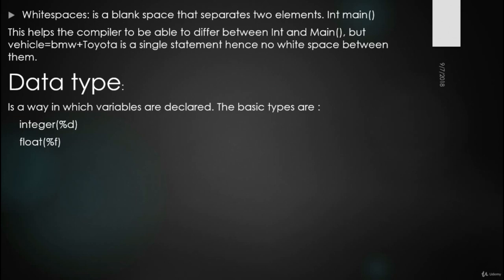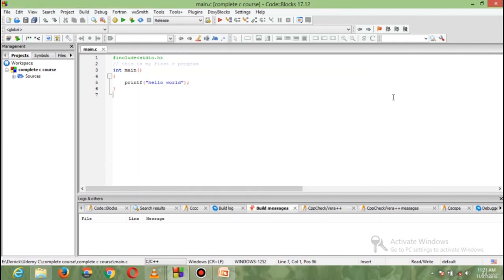Now, let's get back to our program that we built and see something. Hi, in our previous lesson, we learned about how to build our first C program, and we can see that our first C program was in the form of this: hash include stdio.h, we place our comment over here, and then int main, and then braces printf hello world semicolon.